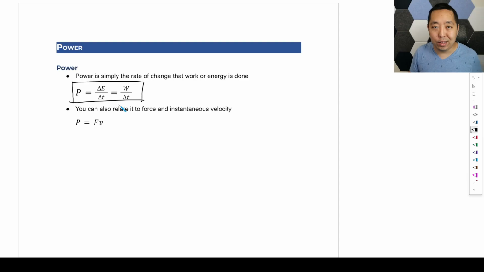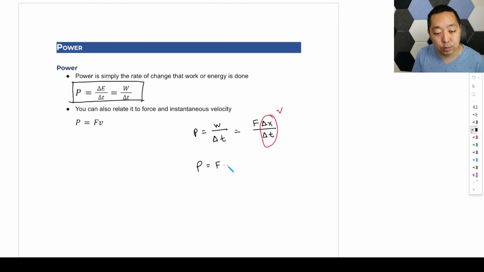Now, one of the things they've been doing more is making sure you understand that this work can also be written as the force, like the work calculation we do. All I did from there to there was replace the work with force times the displacement. This part's actually velocity. And so power can also be related by force times velocity.